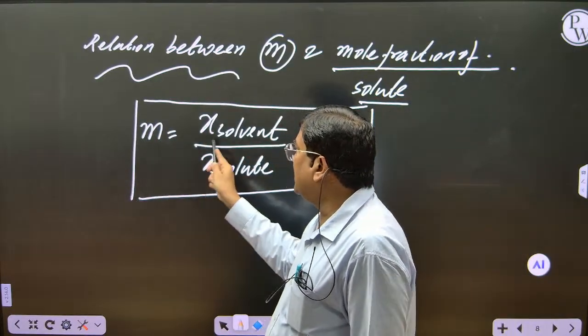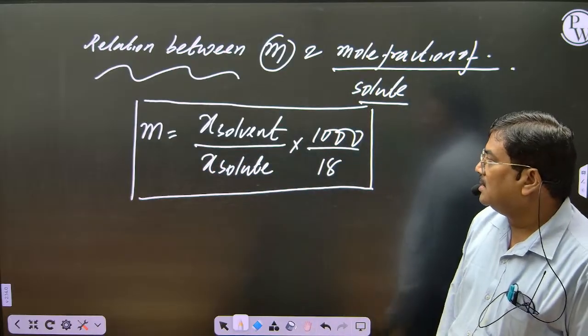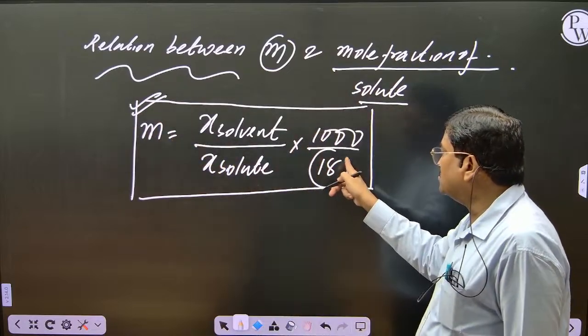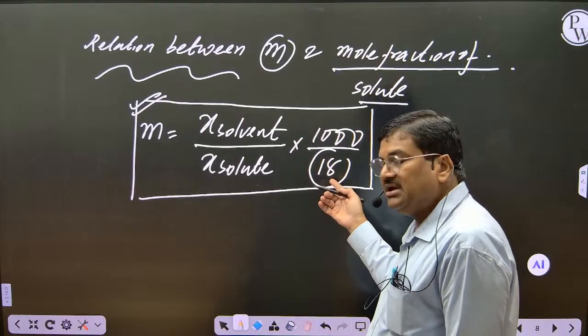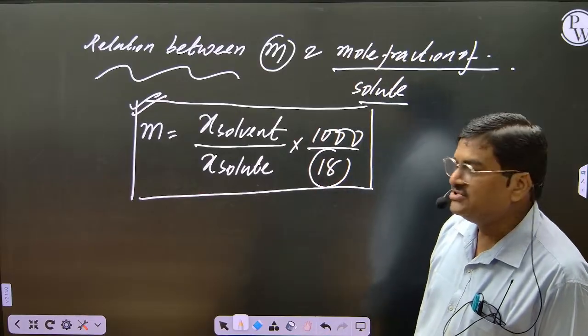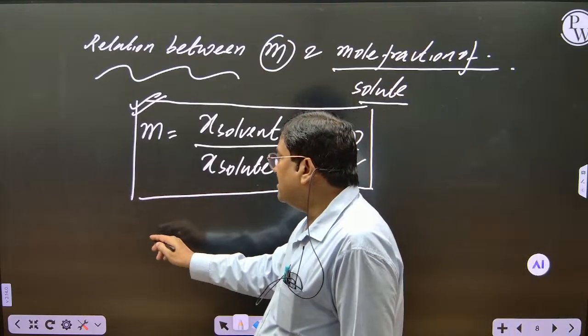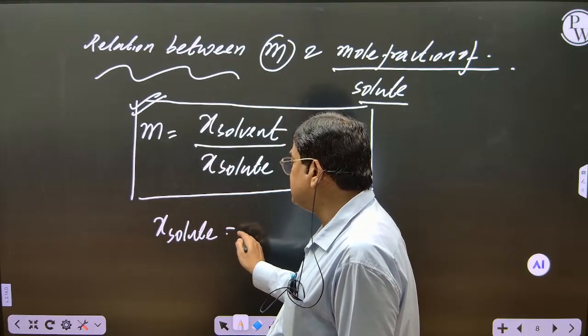They ask you to find mole fraction of solute by giving molality. And here water is taken as solvent. See, is water the solvent? Yes. So molar mass of water is taken as 18. If it is benzene, you have to take the molar mass of benzene. So it depends on the nature of the solvent. And there is one more simplified formula for this mole fraction of solute. You can use either of these two relations.